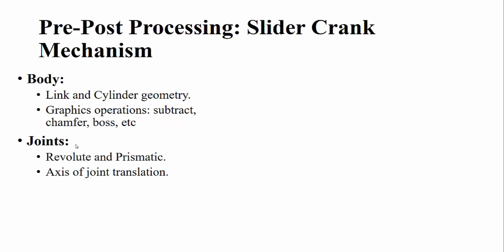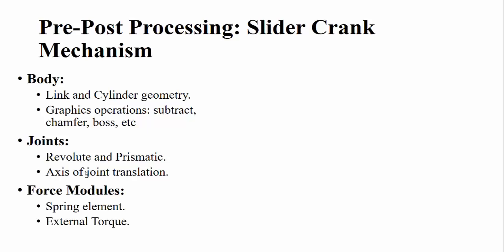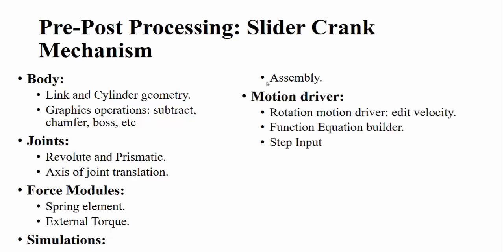We are also going to look at creating a revolute joint and a prismatic joint. We will make sure that the axis of the prismatic joint, or translational joint, is correct, because if we don't have this correct, the mechanism will not move. We'll talk about the spring element: how can we add a spring element and what are the properties of the spring element? And then we'll talk about assembly of the system.